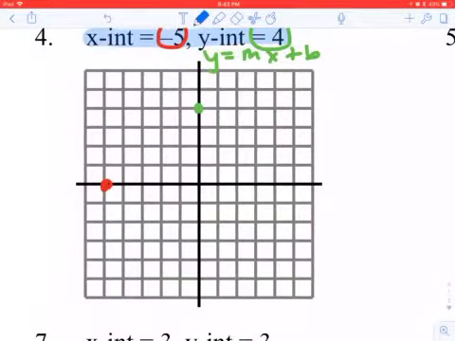And it really is this simple. You've got your 2 dots, you have your 2 intercepts. Just draw a line through them both. And that is it.